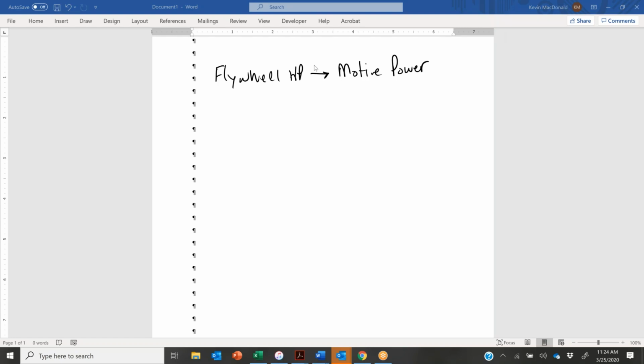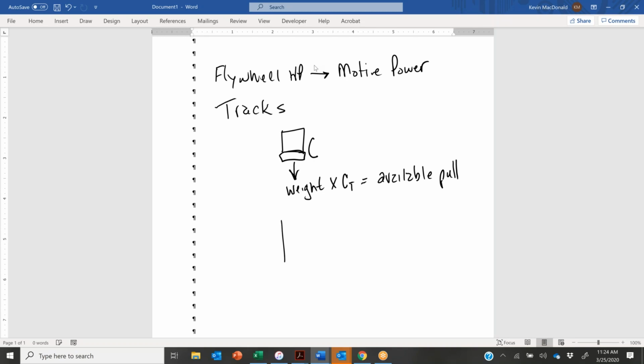And for a tracked vehicle, we would take the weight or the dead load multiplied by the coefficient of traction, which is our available pull. And then we would look up, and as we had our gears, this would be our speed, and this would be our drawbar.